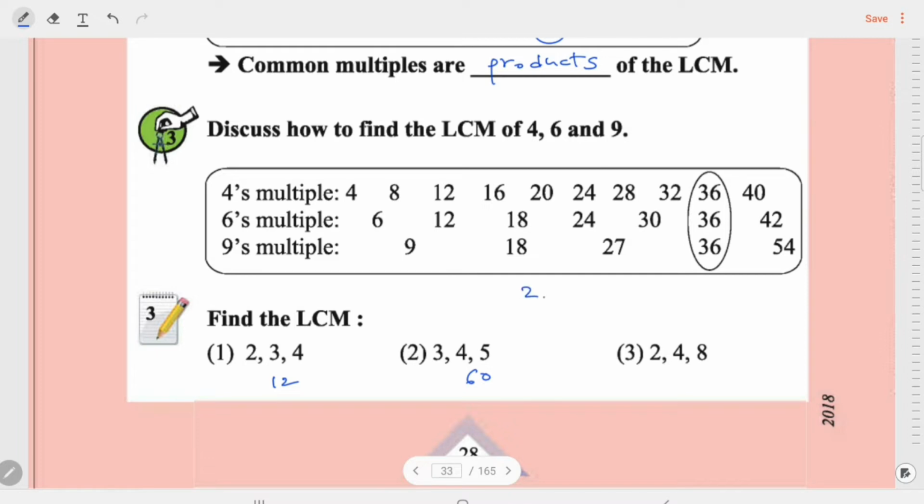Now 2, 4, 8. You should start with 2. 2 1s are 2, 2 2s are 4, 2 4s are 8. Again you can proceed with 2. 1 is 1 only. 2 2s are 4. 2 into 2 into 2 is how much? 8. So the answer is going to be 8.